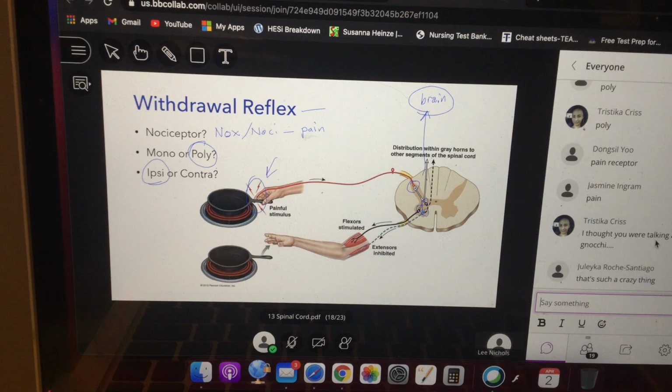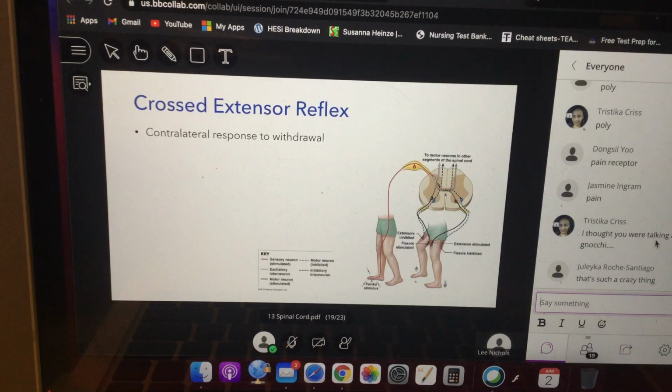So, it asks, what are the effector muscles? Well, it really depends on where the pain is. For the one that's pictured here, the effector muscles are the biceps brachii and brachialis, your flexors of your arm. But if it was your leg or your foot, it would be different receptors. Here's what has to happen. This is a very similar response to a withdrawal reflex.